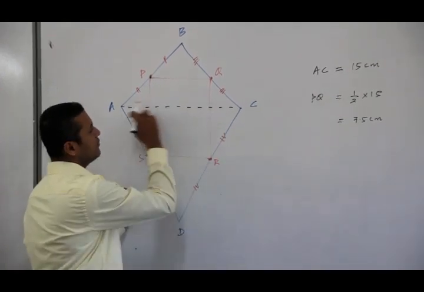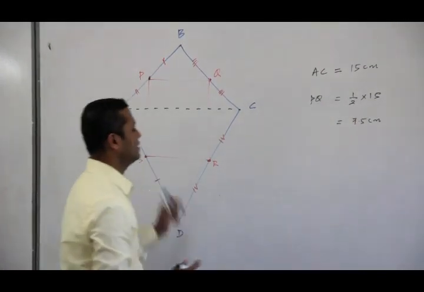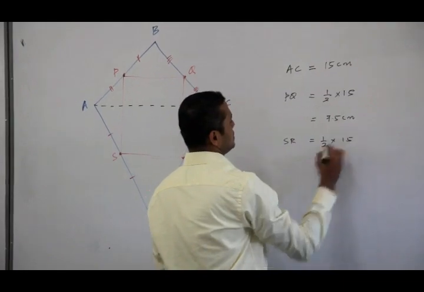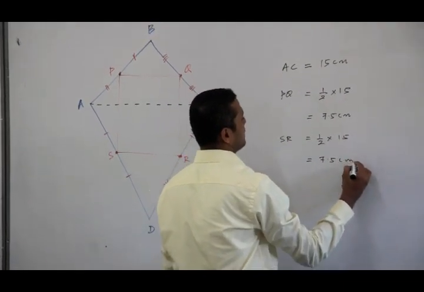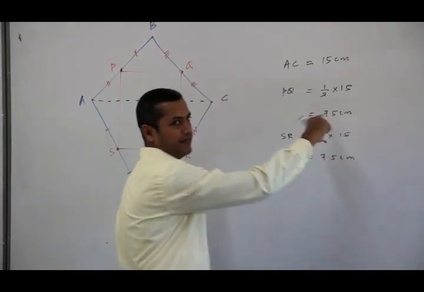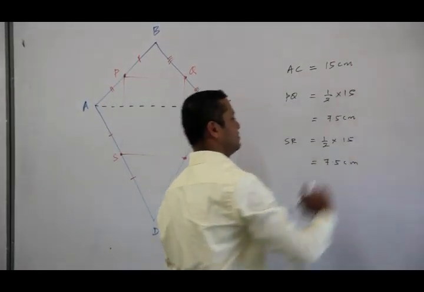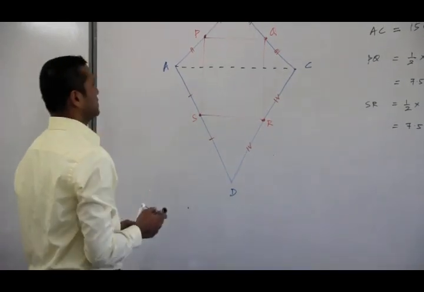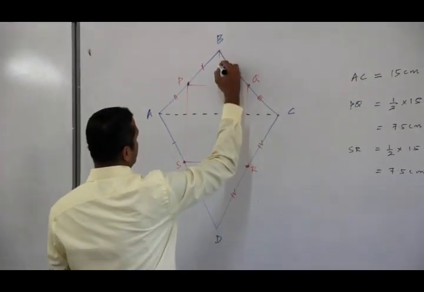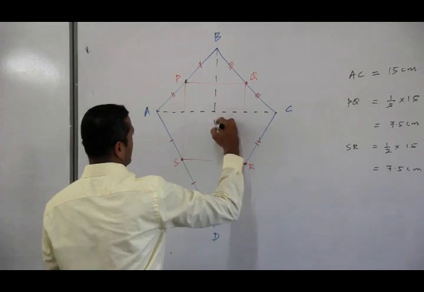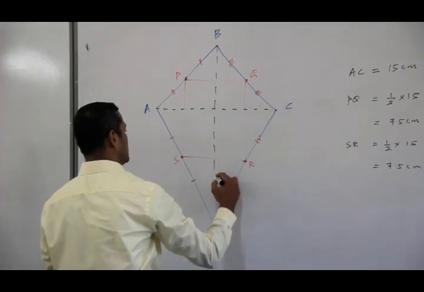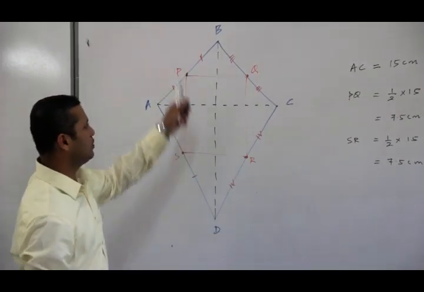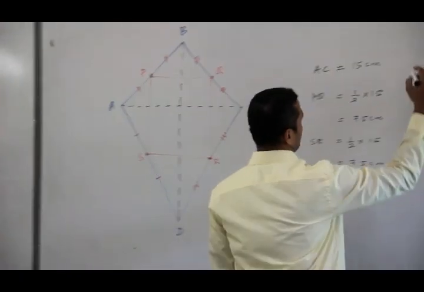Similarly, if you consider the bottom one, this triangle ABC, these are the midpoints. So this is going to be half of AC according to midpoint theorem, right? Then SR equals again 7.5 centimeter. This is because of the midpoint theorem. You can write the reason if you wish. Okay. Then the length of BD is given. Look at the board. Length of BD, this diagonal, the line joining the opposite vertices. It is called diagonal, right? You know that. BD is equal to 10 centimeter, right?